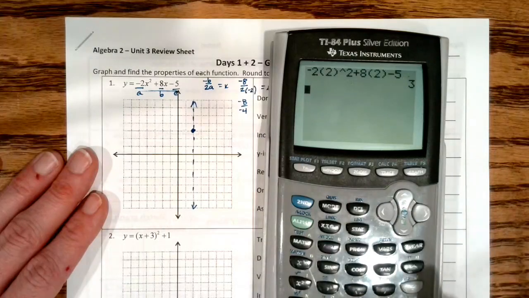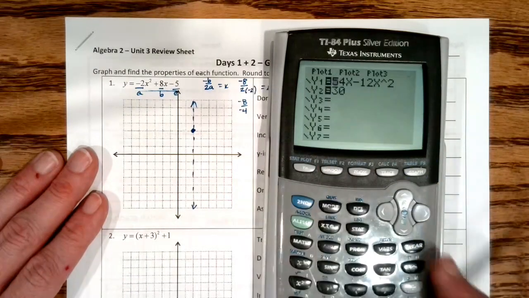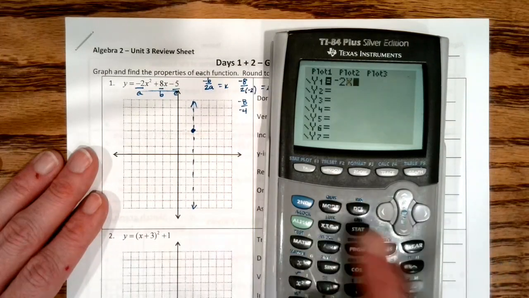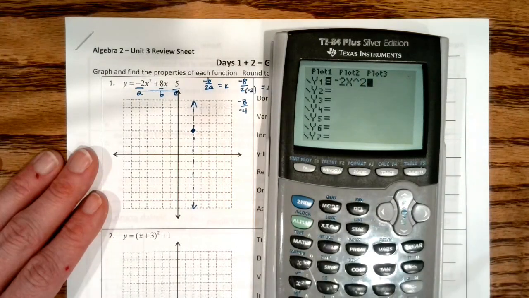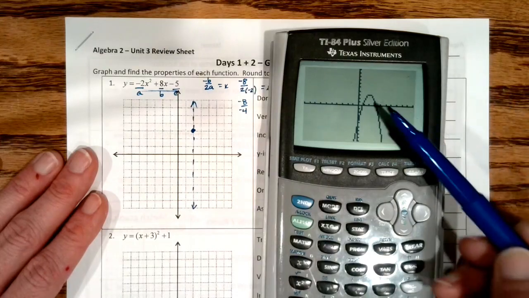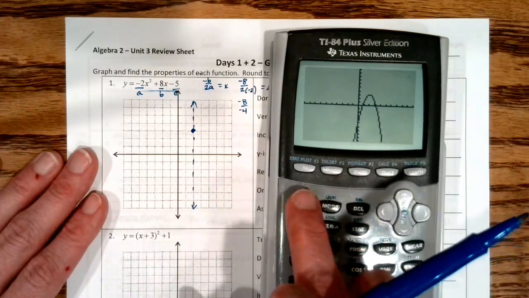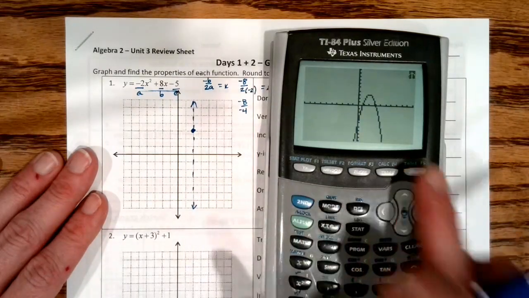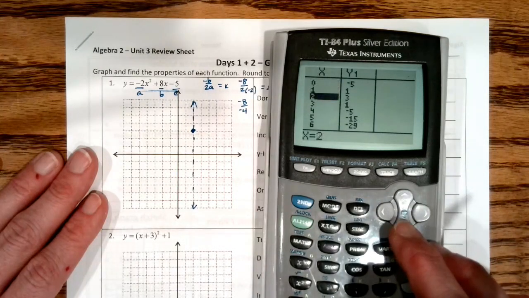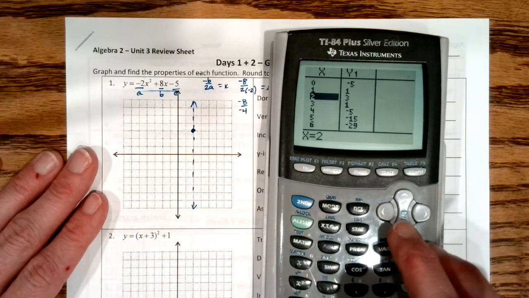Instead, what I might have done is go to my function screen, negative 2x squared plus 8x minus 5. Looking at the graph, I can see I'm in the right area for my vertex. I can go to the table of values. And if I want to see what the output is when the input is 2, it's going to be 3.